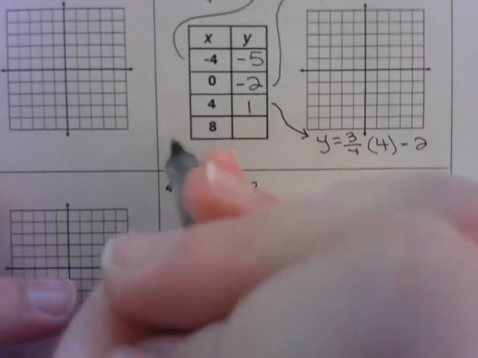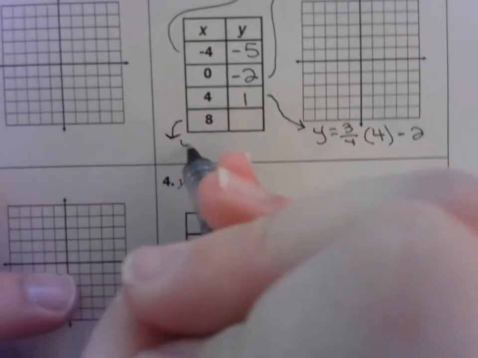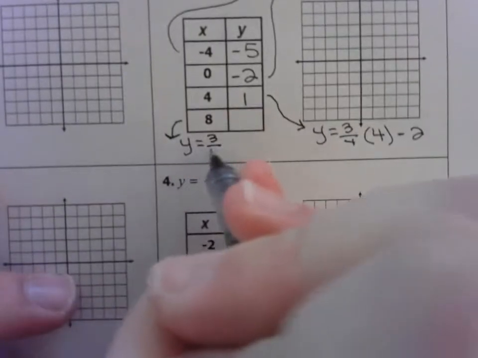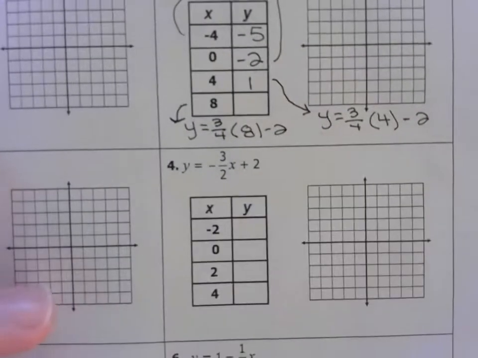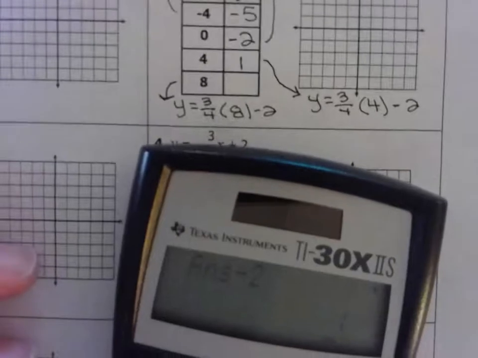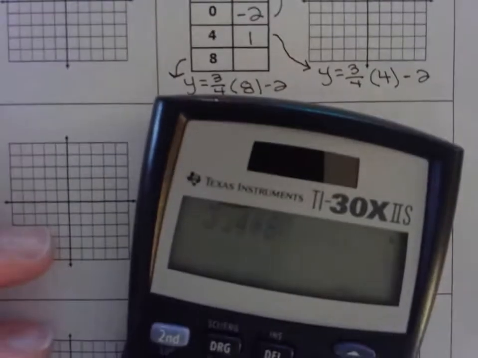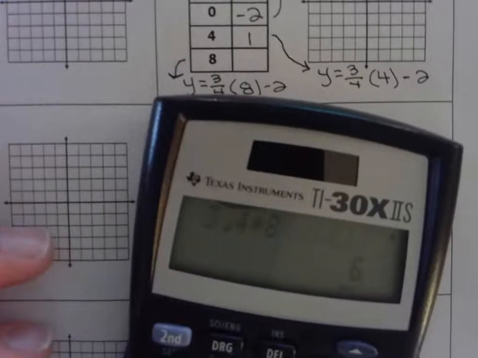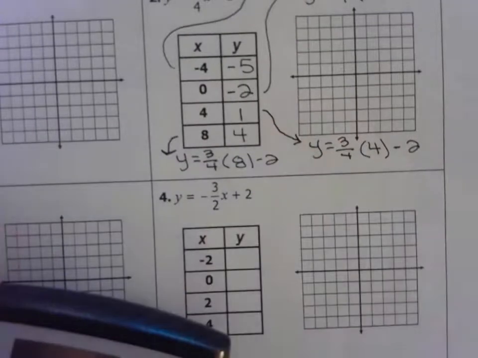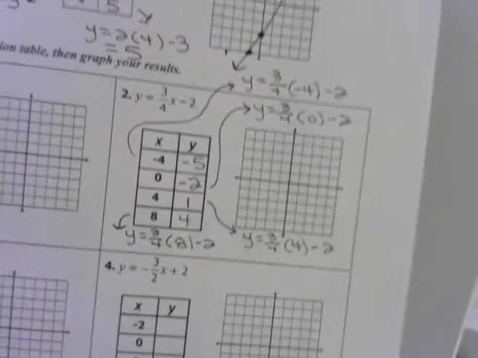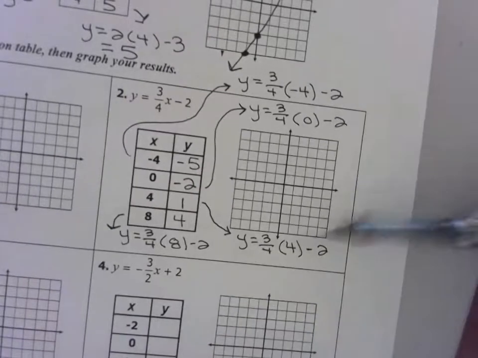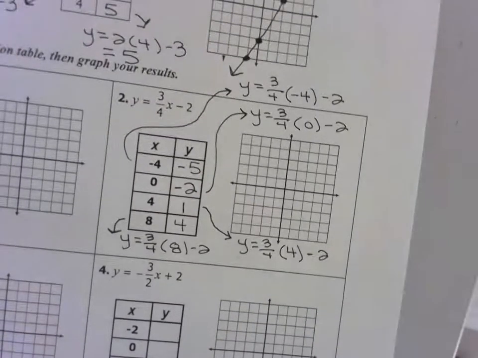And then let's plug in 8. If I plug in 8, y equals 3/4 times 8 minus 2. So 3 ABC button 4 times 8, 3/4 times 8, 6 minus 2, 4. Okay, you don't have to show all the work necessarily plugging it in if you're using a calculator, but I need to see at least this. I need to see at least you plugging it in.